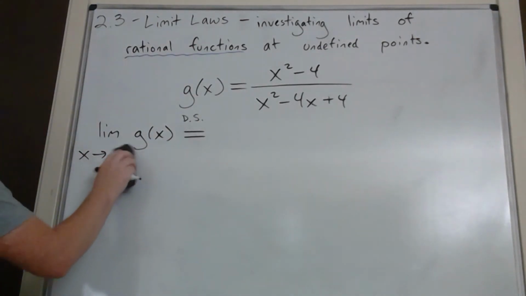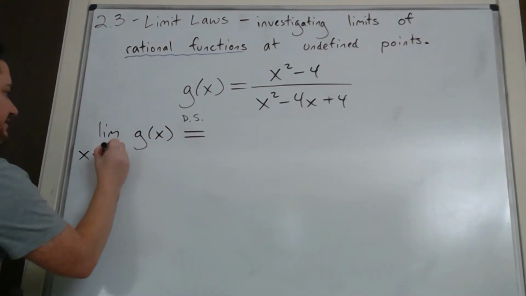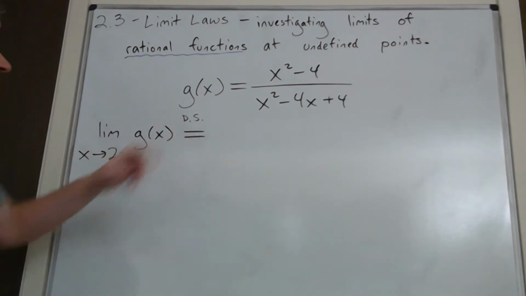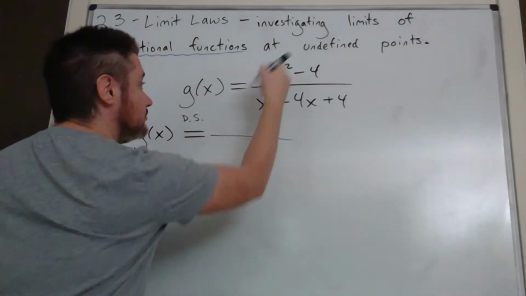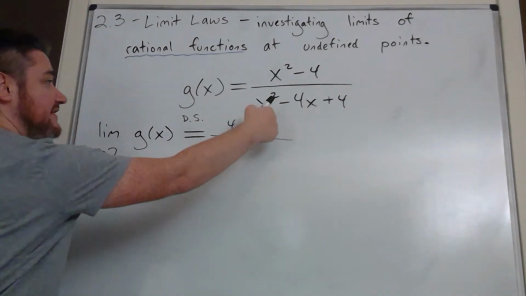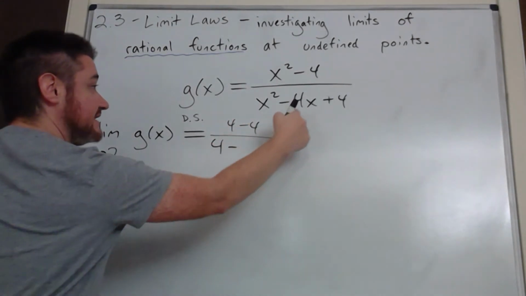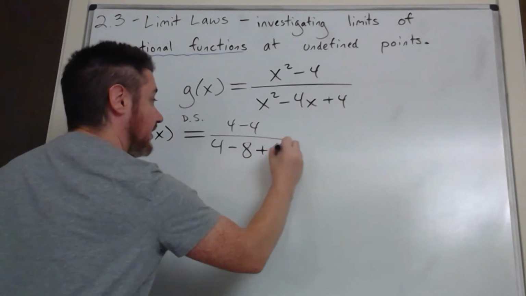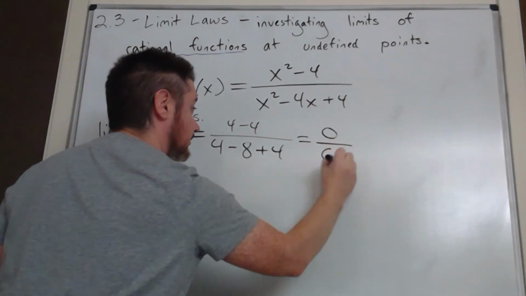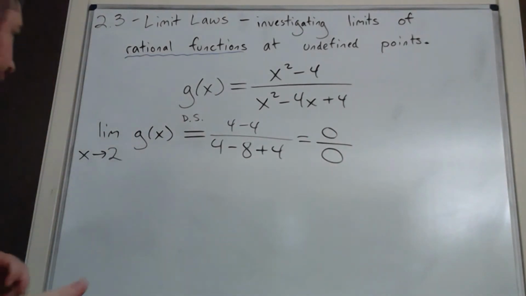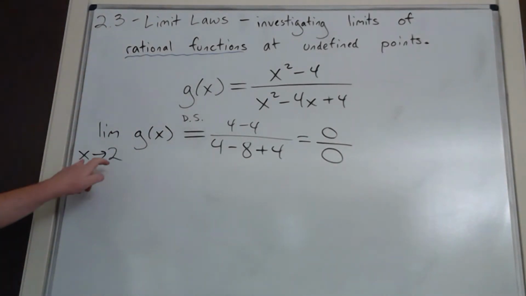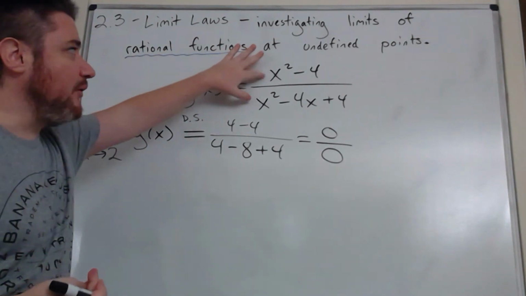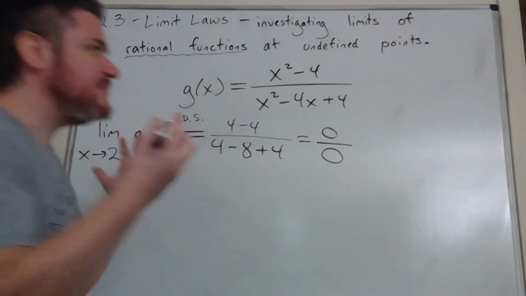Let's say, though, the interesting point to discuss here is if x is approaching 2. We'll still try direct substitution, so I'll leave that DS up there. If I do that, up top I'm going to get 2 squared is 4 minus 4. And in the bottom I'm going to get 2 squared is 4, minus 4 times 2, which is 8, and then I'm adding back another 4. That's going to give me 0 over 0. The fact that x equaling 2 makes both the top and the bottom 0, that means something.